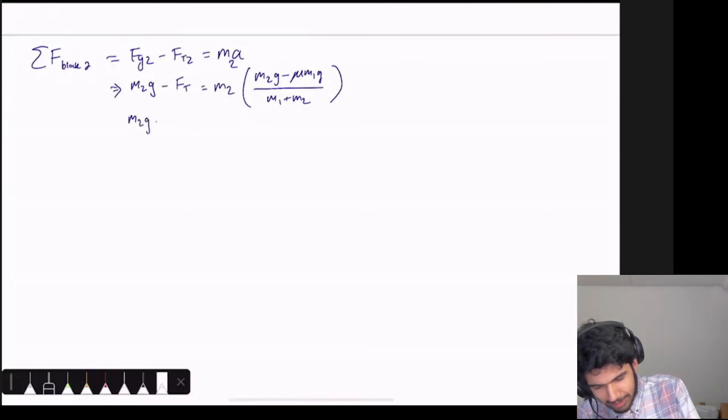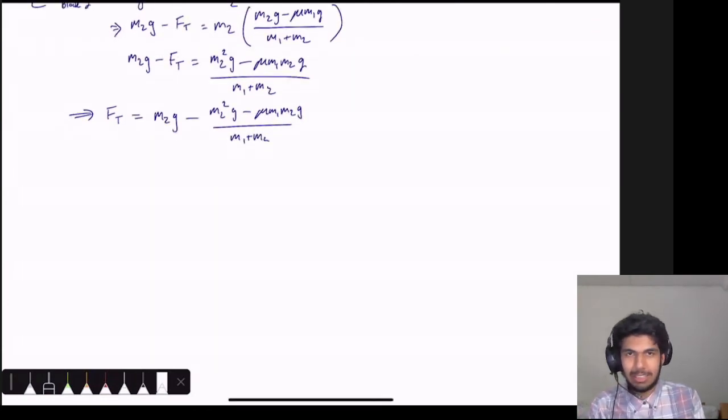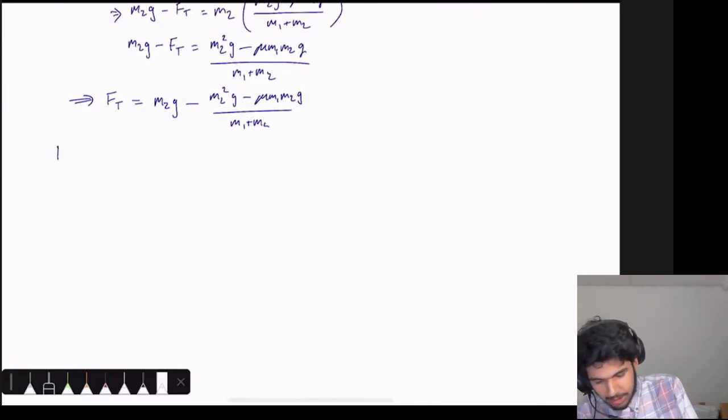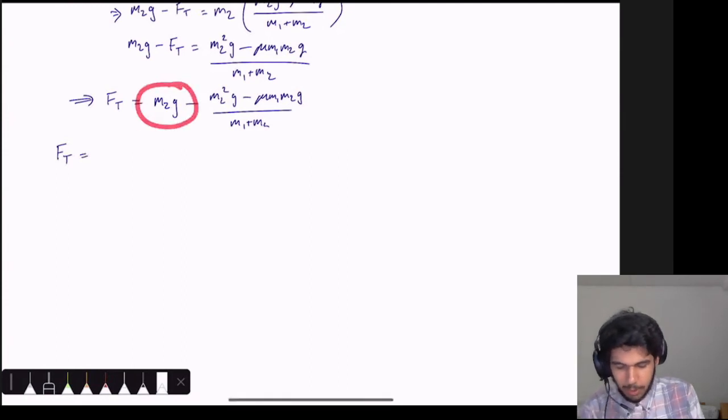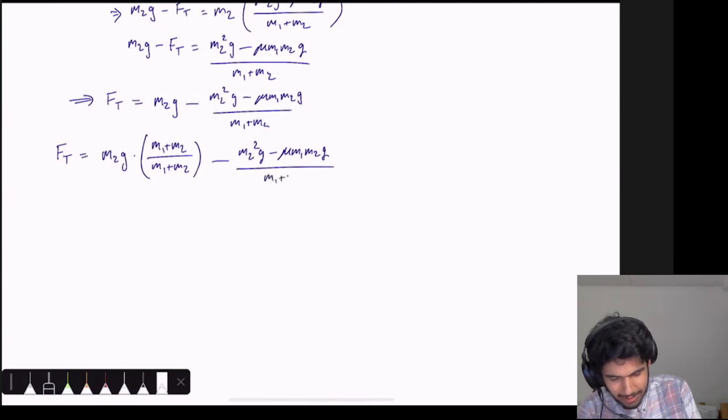So we get m2g minus ft equals m2 squared g minus mu m1 m2g, all of this over m1 plus m2, and let's just isolate for ft. That equals m2g minus m2 squared g minus mu m1 m2g, all of this over m1 plus m2. It's fine to leave your answer like this, but we can simplify this further, so let's do it just for practice. What we're going to do with this term is multiply the numerator and denominator by m1 plus m2. Let me just write that out. m2g times this fraction, which is equivalent to 1. And then this term comes along for the ride. m2g, all of this over m1 plus m2.